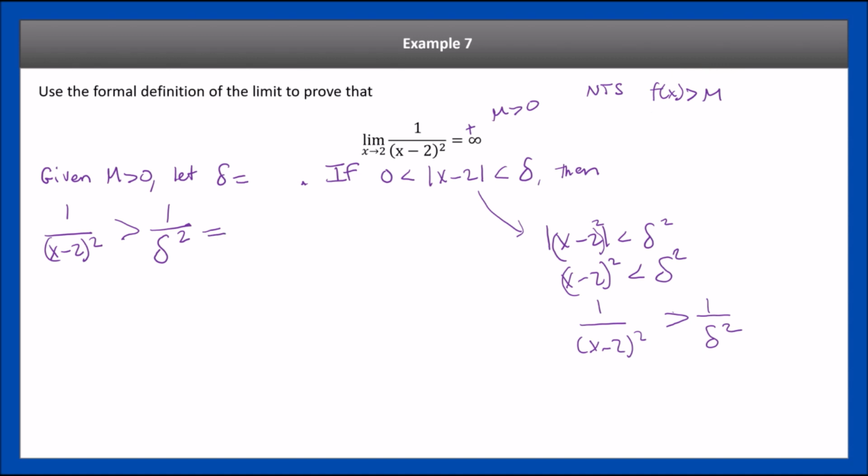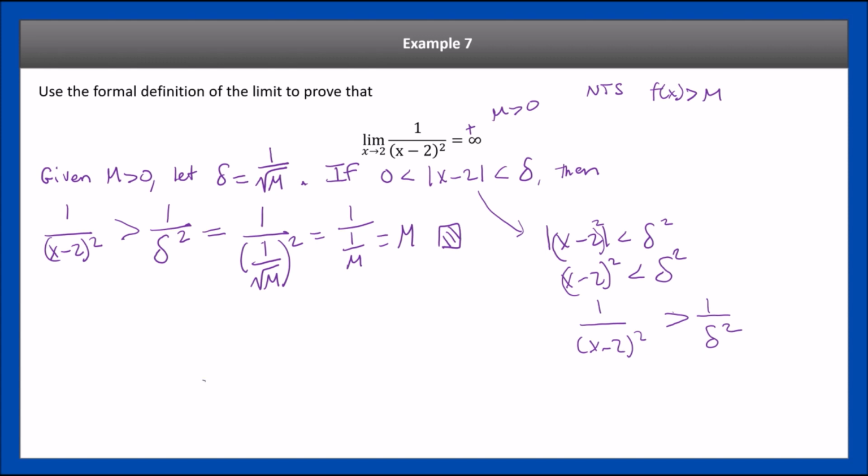So now we can do delta in terms of M. The only way this could work is if you plug in 1 over the square root of M for delta, because then this will turn into 1 over M, and then M would flip. So delta has to be 1 over the square root of M. That's an interesting choice for delta, but it's one that helps us show that f of x would be greater than M. Hopefully that made sense.